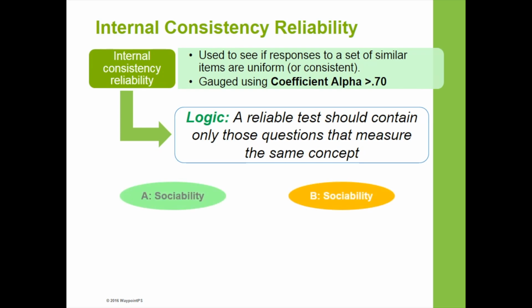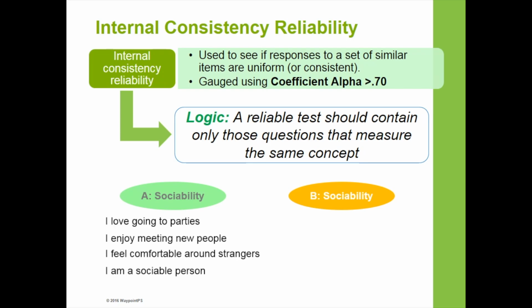We have 2 assessments measuring the same thing, sociability. The first assessment has 4 items: love going to parties, enjoy meeting new people, comfortable around strangers, and sociable person. You can tell that these 4 questions or 4 items are consistently, uniformly measuring this idea of sociability. So without even looking at the responses, you can tell that this particular assessment will have high reliability, high consistency.